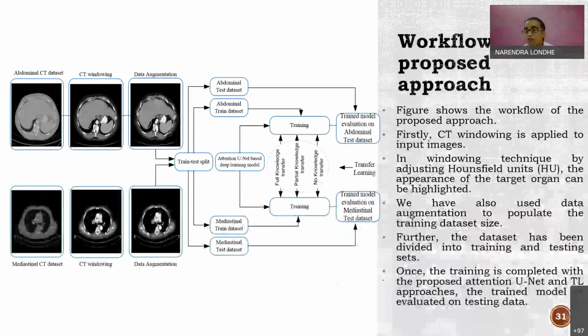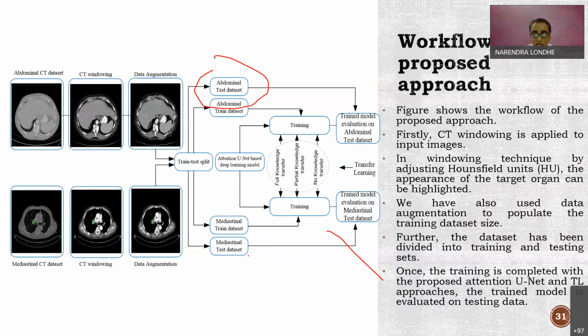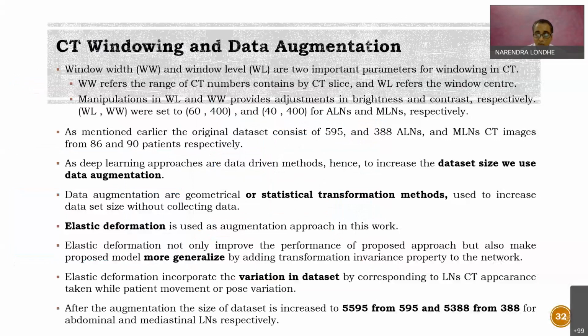So we have also performed this experiment of transfer learning here. What we have done is we trained one network for the abdominal lymph nodes, and we ran one network for the mediastinal lymph nodes, and we transferred between them. So the learning from mediastinal we gave to abdominal, and the learning from abdominal we took into mediastinal. In this way we transferred the training to each other, and we tried to find out whether it is impacting the performance of our detection or not. That is exactly what we have done in our experimentation.